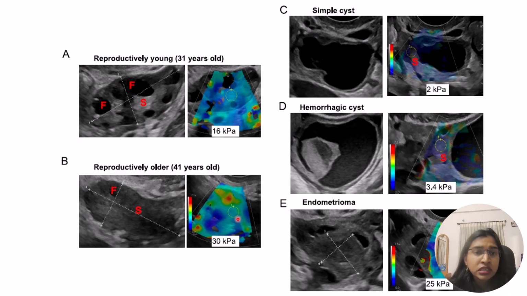So here you can see it is not uniformly blue. It is not uniformly blue. There are some hard tissues in the middle too. And see, the stiffness measurement has increased, from 16 to 30.